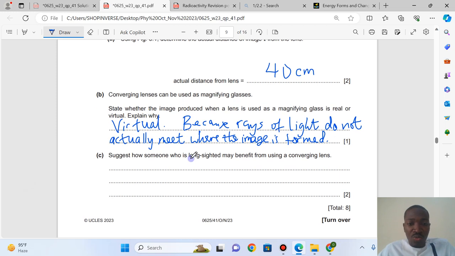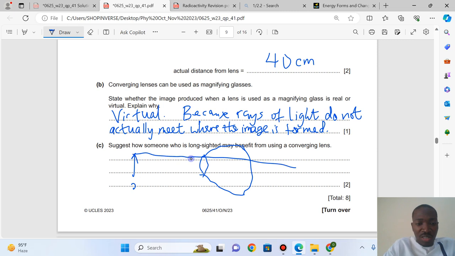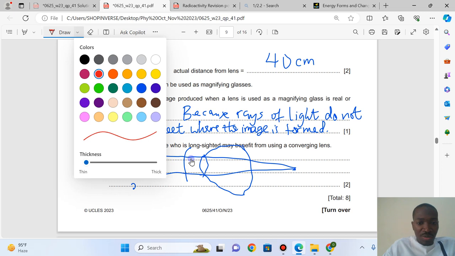Next, state how someone who is long-sighted may benefit from using a converging lens. And what does a converging lens do to someone who is long-sighted? Someone who is long-sighted can see far objects, but when an object is nearby, let this be an object, and this is the lens of the eye, this is the back of the eye. So for someone who is long-sighted, the image will not be formed on the retina but behind the eye. The image will be formed here. So when you put a lens here, let me use color red to represent the converging lens.